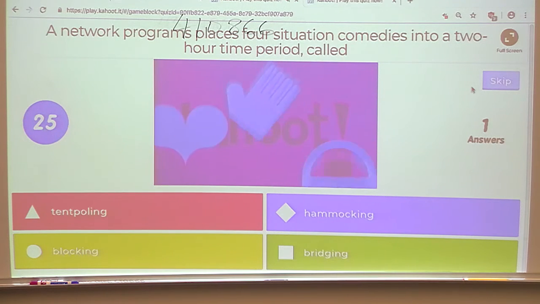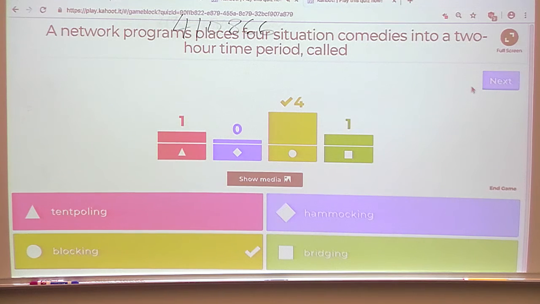A network programs 4 situation comedies into a 2-hour time period. What I'm trying to say is the network puts 4 situation comedies in a 2-hour time period. What's that called? Okay, good. That's called blocking. You create a block of programs. So, for instance, four adult animated comedies on a Sunday night is a block.